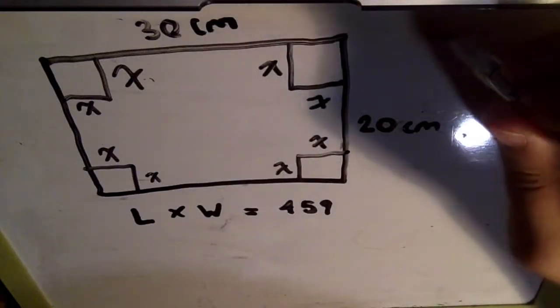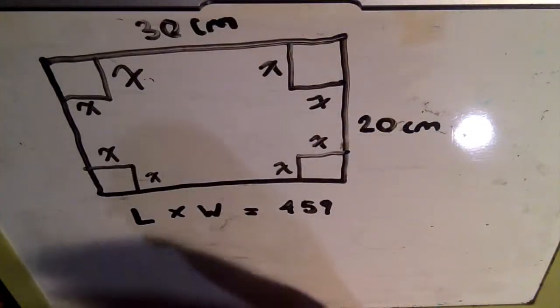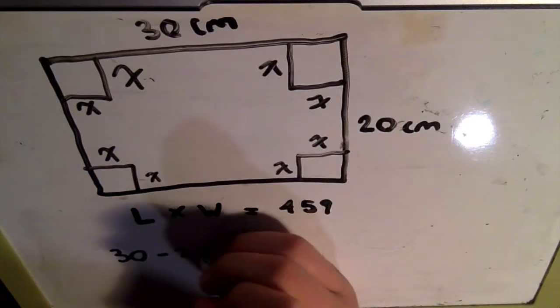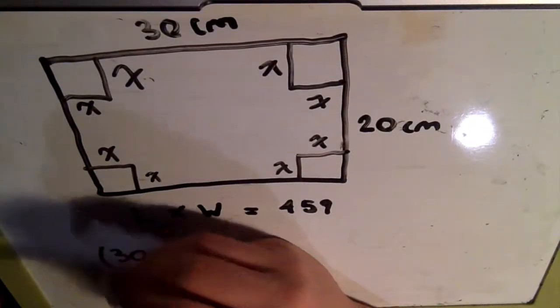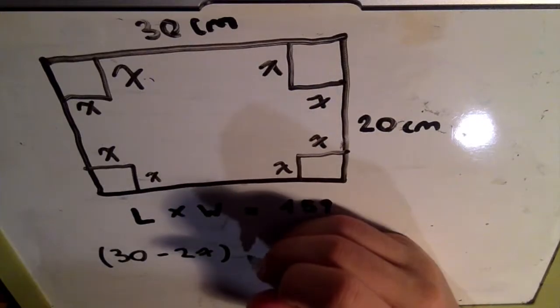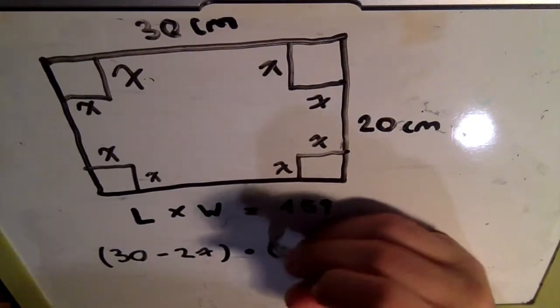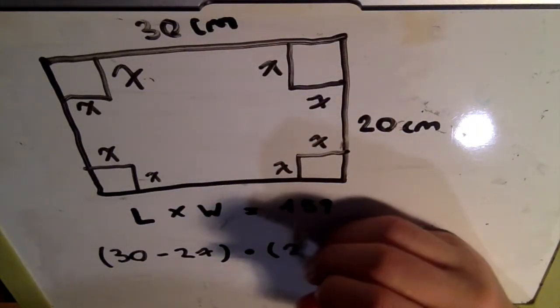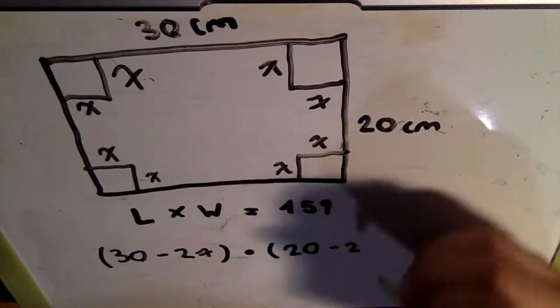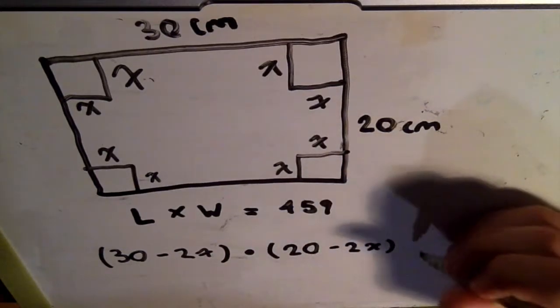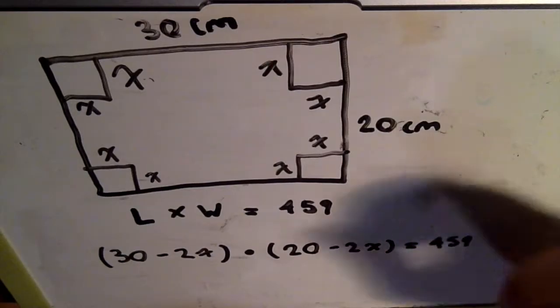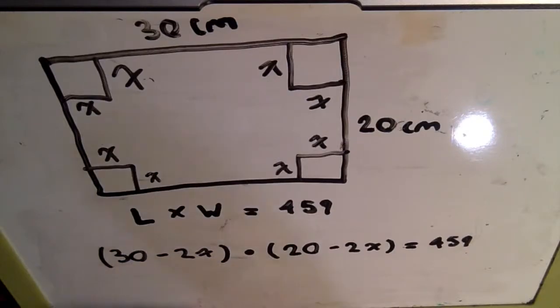Looking at the width of the final base area, we can see that it will be equal to the 30 centimeters of the initial width of the box minus both x's on the squares. So we can write that as 30 minus 2x. Then we can plug that into the formula. Once we've done that, we can do the same thing with the length, subtracting 2x from the initial 20 centimeters, and also plug that into the formula. This gives us the formula 30 minus 2x multiplied by 20 minus 2x is equal to 459 centimeters squared.